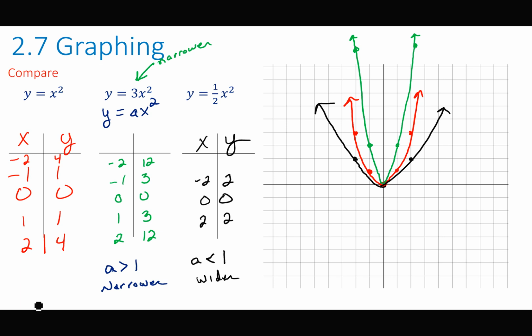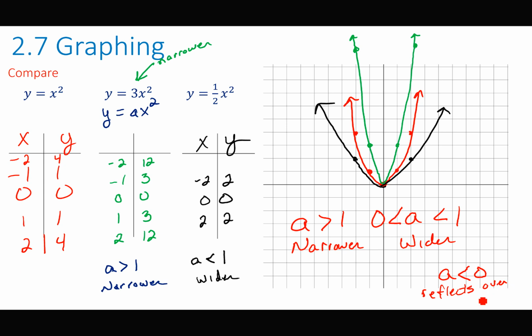I have on here this interval of a greater than 1, and I have an interval of a less than 1. But more specifically, I'm going to clarify that and say when a is between 0 and 1 is when it's wider. Why am I putting a lower bound at 0? What happens if I put a negative in there? Okay, if it's negative, so if your a value is less than 0, it reflects over the x-axis.